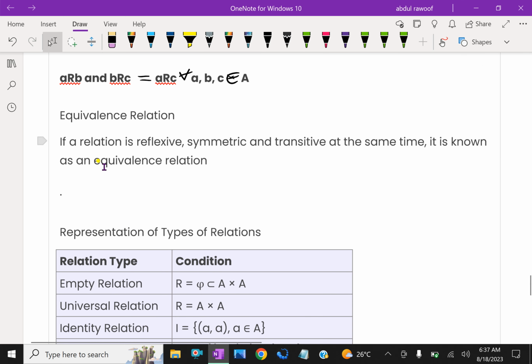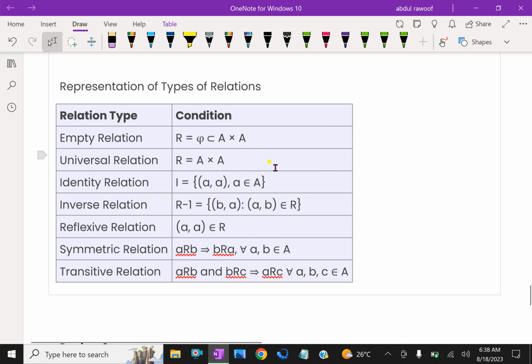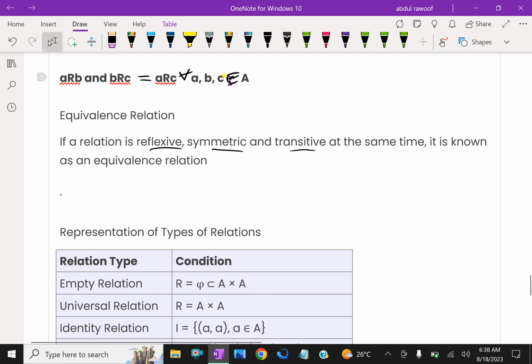Equivalence relation. If a relation is reflexive, symmetric and transitive at the same time, it's known as an equivalence relation. An equivalence relation is together reflexive, symmetric and transitive. These are in table form what we discussed above.